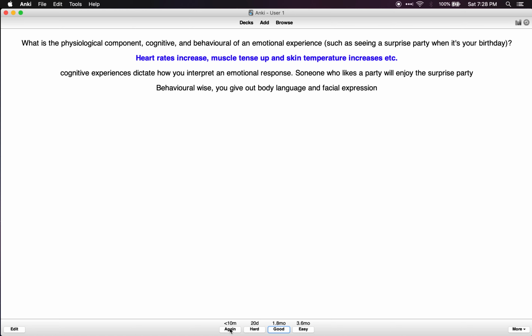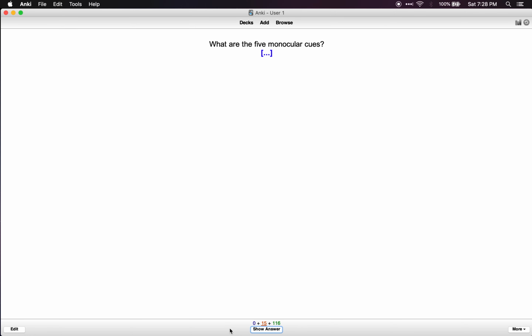What is a physiological component? Physiology: heart rate might increase, muscles tense up, temperature increases, etc. Cognitive dictates how you interpret that emotional response. Some people like surprise parties, some people don't. Behavioral-wise, you might give out body language and facial expressions.